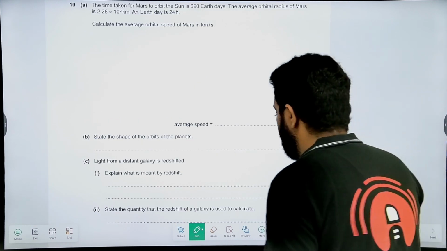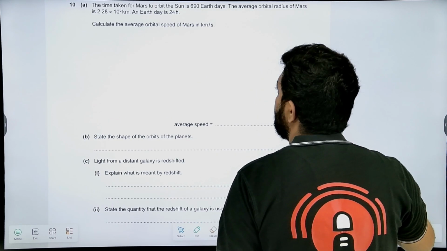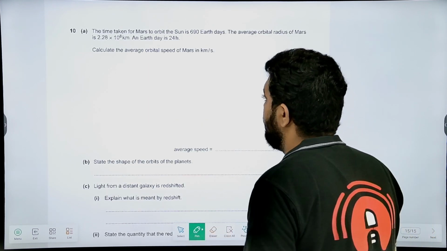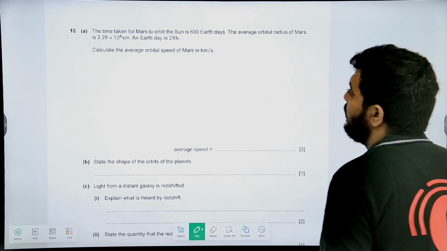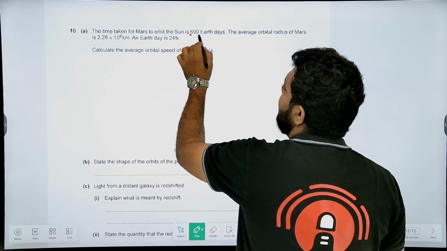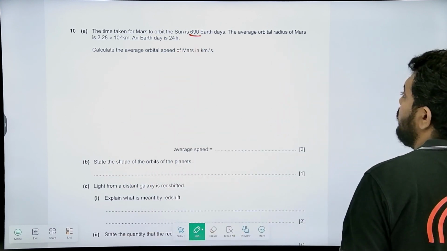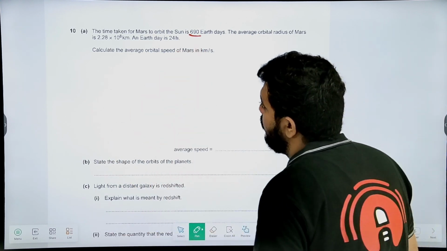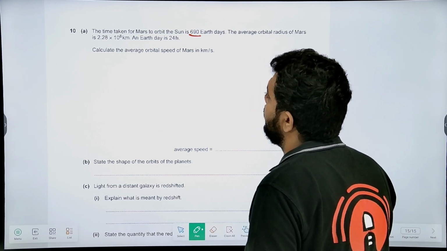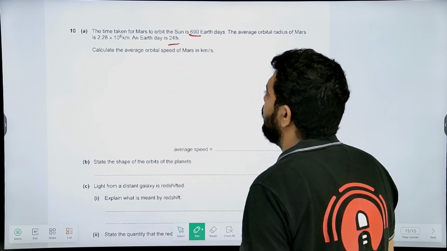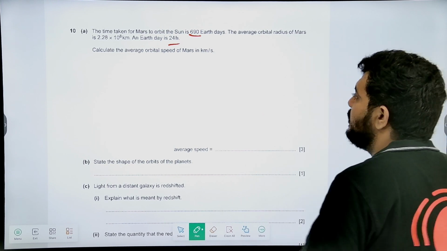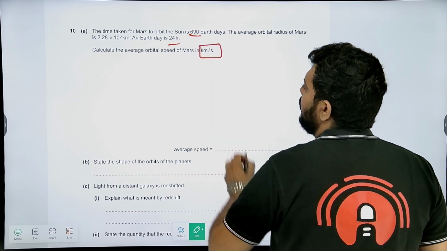And then we are at the latest addition in the syllabus, the new topic. The time taken for Mars to orbit the Sun is 690 Earth days. The average orbital radius of Mars is 2.28 × 10^8 kilometers and an Earth day is 24 hours. Calculate the average orbital speed of Mars in kilometers per second.